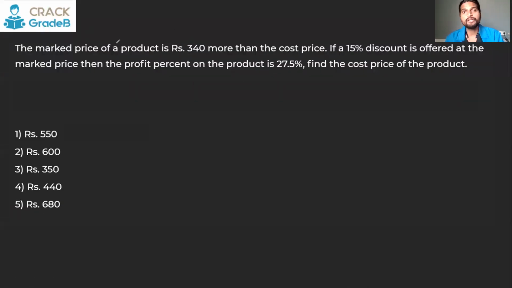Mark price of a product is 340 more than the cost price. If 15% discount is offered on the mark price, then the profit percent of the product is 27.5%. Find the cost price of the product. So the mark price of the product is 340 more than the cost price. If 15% discount is offered, then the profit percent is 27.5%. So you can first calculate the markup percent. You know, profit percent is equal to markup percent minus discount percent minus markup into discount upon 100.